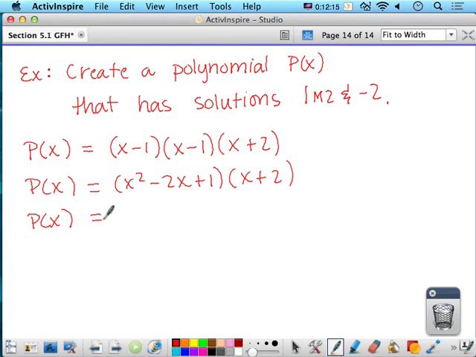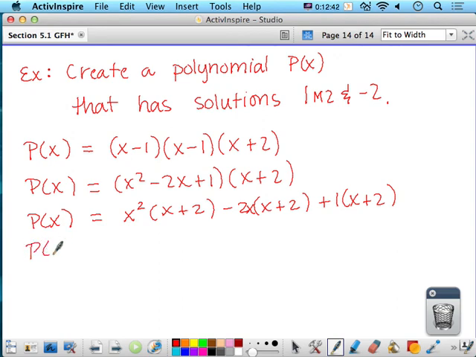So first, I need to multiply x plus 2 by the x squared. Then I need to multiply negative 2x by the x plus 2. And then I need to multiply positive 1 by the x plus 2. So if you think of it as a distribution that way, where instead of just distributing a single number, you're distributing a binomial, it's kind of neat, and it works out very nicely.